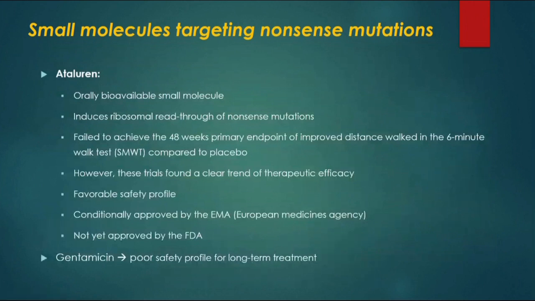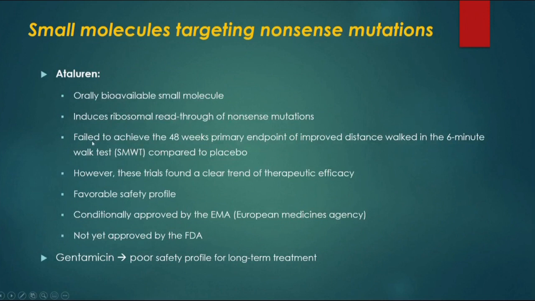Now the other approach is small molecules targeting nonsense mutations. Ataluren is an orally bioavailable small molecule, so very attractive, and it induces ribosomal read-through of nonsense mutations. So just to let you know, all the AONs are injectables.